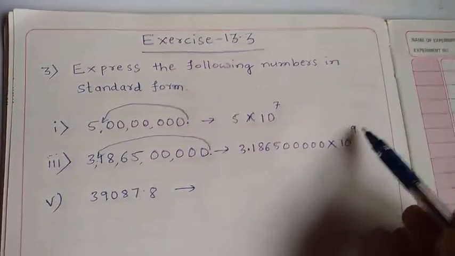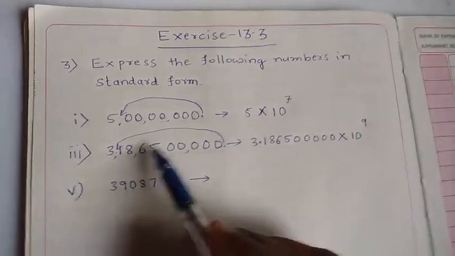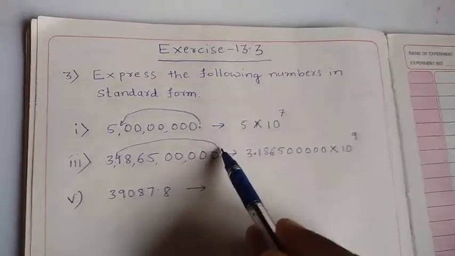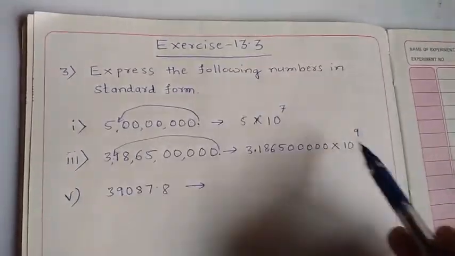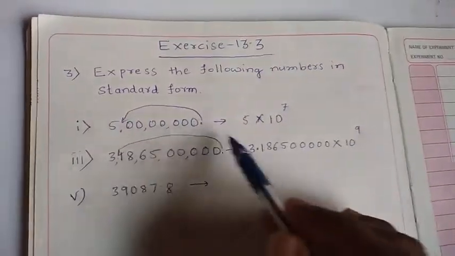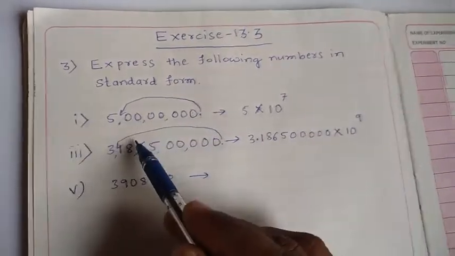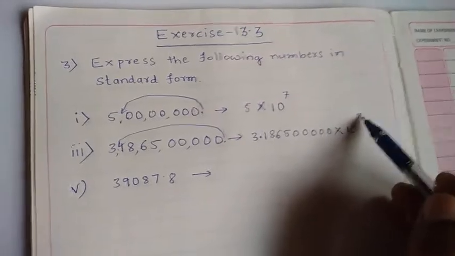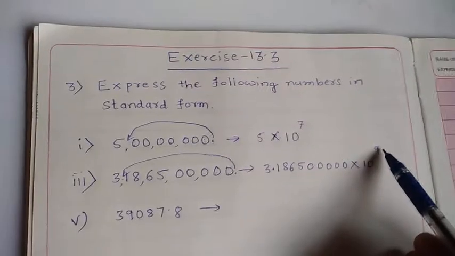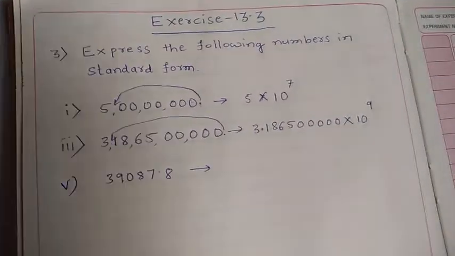Whether it is negative or positive: the point is moved to the left. Moving the point towards this end is considered left, and towards this end is right. If you move the point towards the left side, you write the power as a positive number. If you move it towards the right side, you consider it negative. Understood?